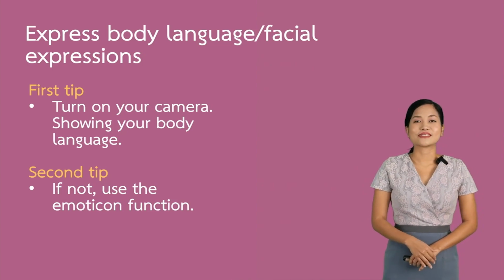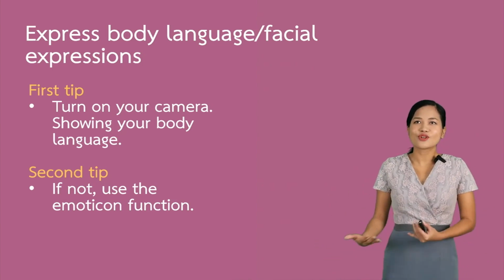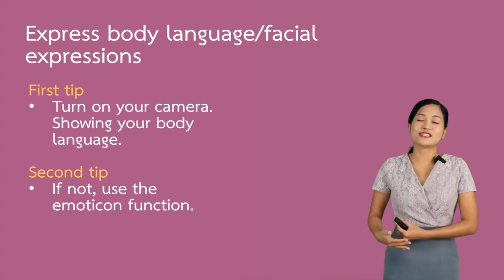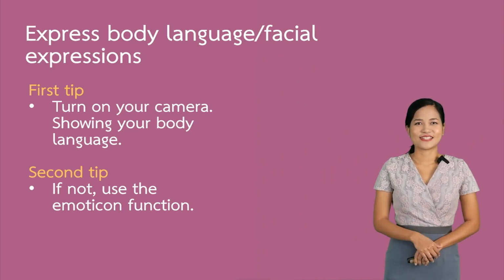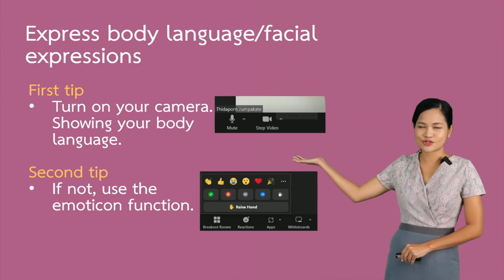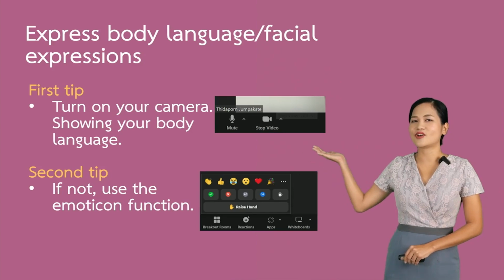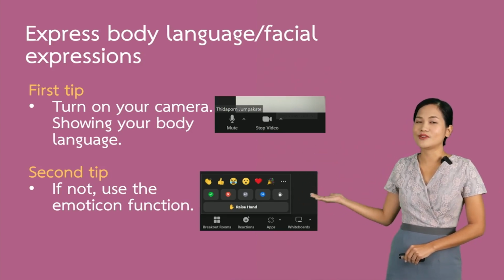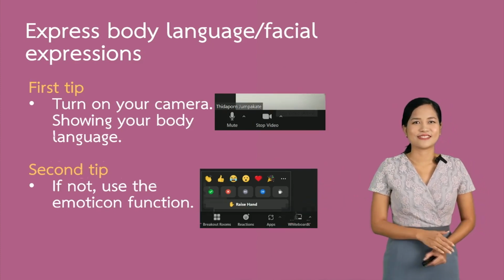First, you can turn on your camera and show your body language. Second, if not, use the emoticon function. Okay, so let's take a look at this. You need to unmute your microphone and then turn on your camera. But if you don't want to, you can use the emoticon functions.